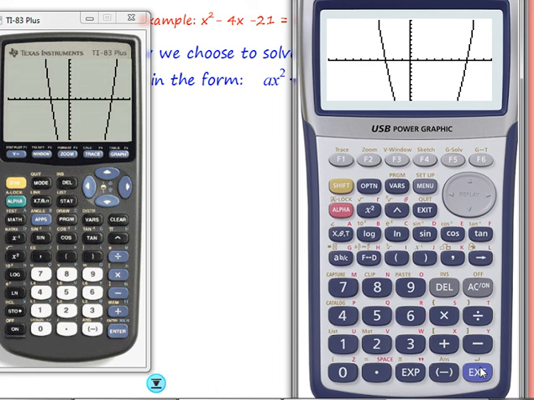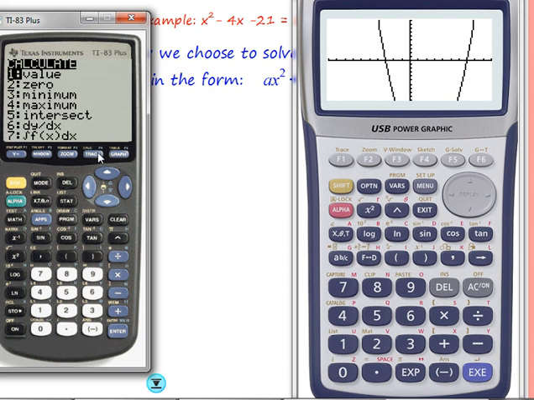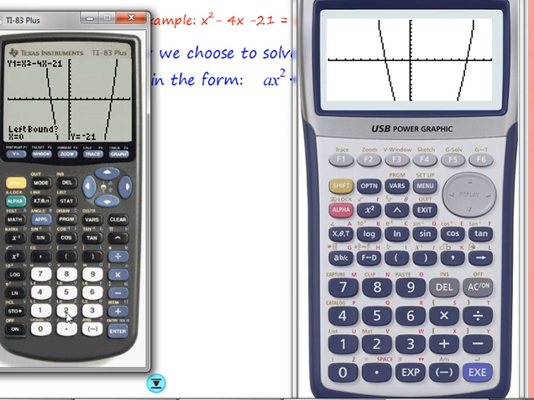Now it's a little bit more complicated to get the solutions in the TI, so we'll do that one first. Above the trace button, it says calc. So I'm going to hit second and trace. I want to calculate the zeros, so I'm going to hit the number 2. Now the first zero that it gives me is when x is 0, it gives me the y-intercept. But it asks me this question right here, left boundary.